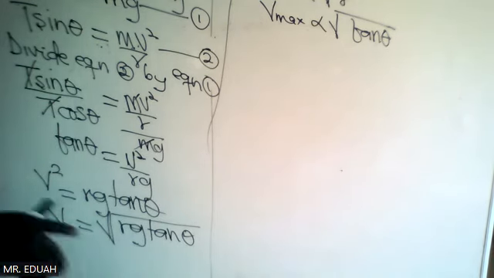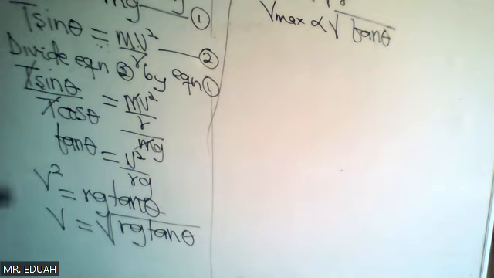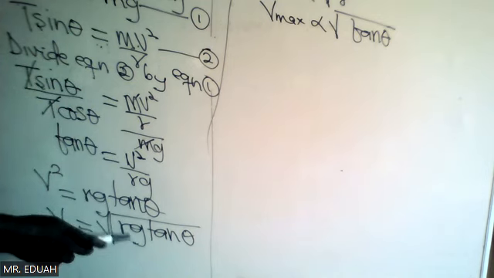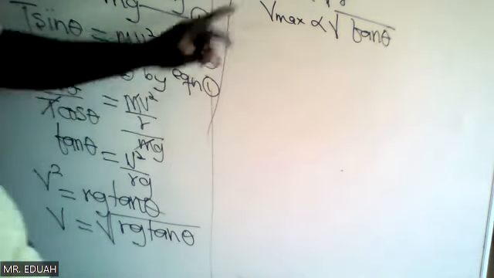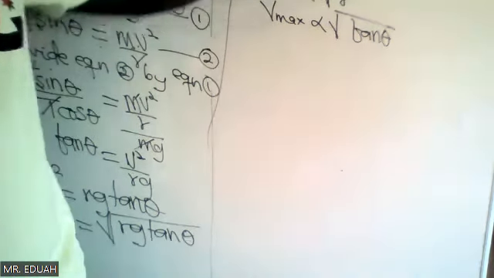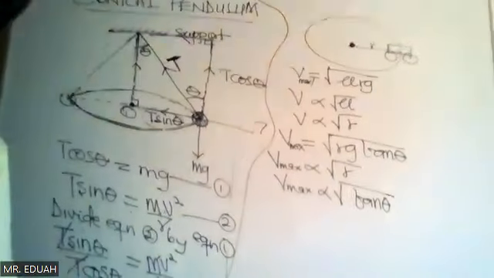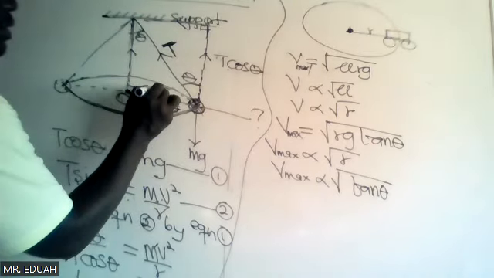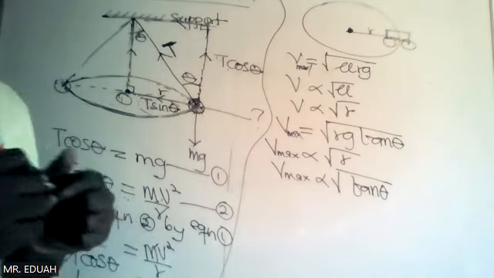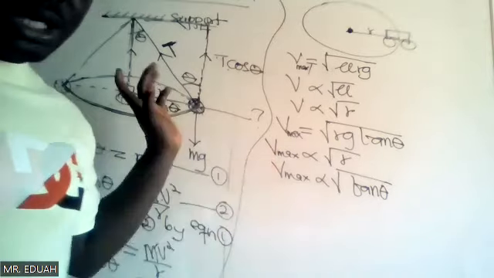a conical pendulum. So if you have to calculate for the maximum speed of the conical pendulum, this is it. It's equal to square root of rg times the tangent of the angle of displacement. Now, this maximum speed depends on some factors or variables. From our formula, we realize that v is directly proportional to the radius of the conical pendulum. From where the mass is to the center is r, the radius. So when the radius changes, it will also change the speed.